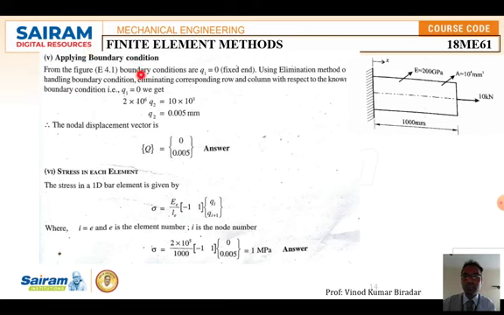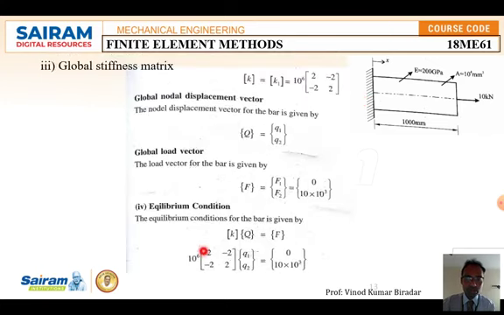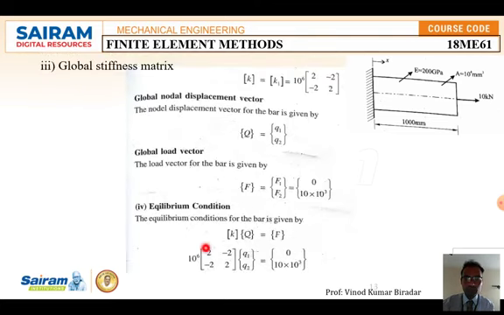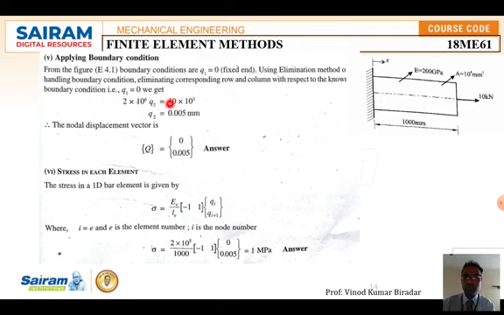Next apply the boundary condition. From figure 1, Q1 is equal to 0 and F1 is equal to 0. By using the elimination method, we have to delete the first row and first column. Why do we delete? Because node number 1 is fixed and there is no moment. The remaining is only 10 to the power of 6 times 2 Q2 equals 10 into 10 to the power of 3, so Q2 is equal to 0.005 mm. This is the displacement at node number 2.